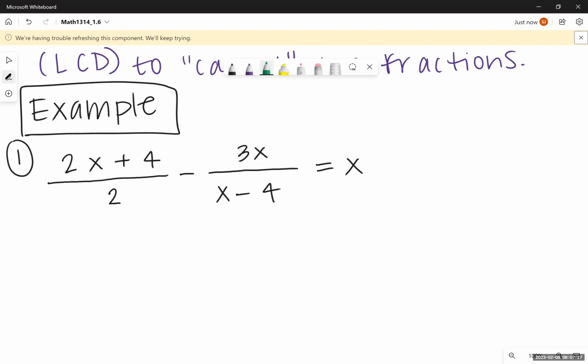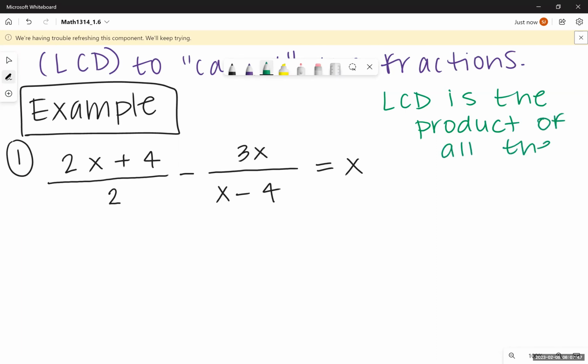Okay, so our LCD is the, let me say, the product of all the, and then in quotes, I'm going to say unique denominators.